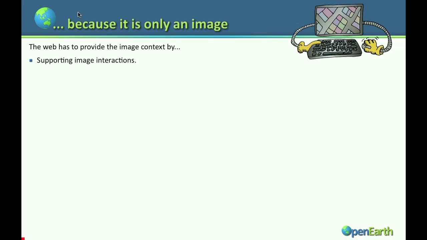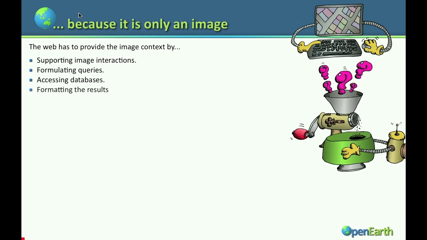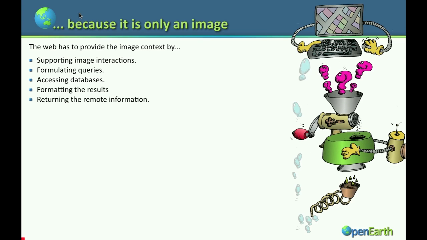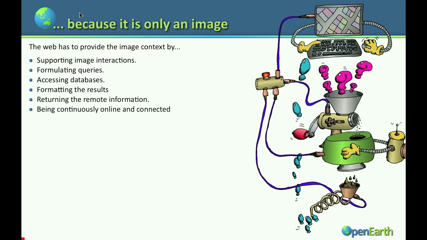First of all, you need to support image interactions when a person moves a mouse or touches something or hits a key. You need to be able to formulate queries and send them to databases, to access the results from those databases, format them and return them back to the client side, and all the while being continuously online. And lots of people, including me, have been doing that for years, and it works, but it is not trivial. It requires quite a bit of infrastructure to do.